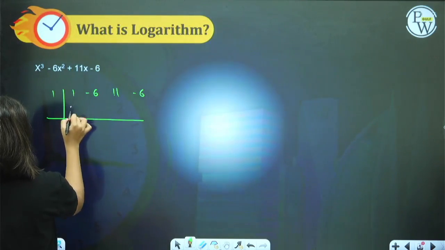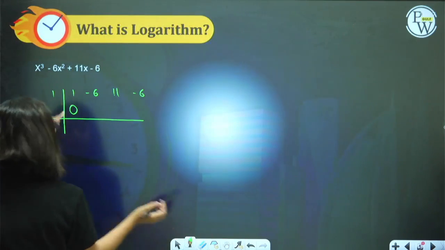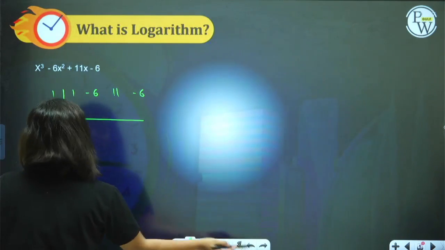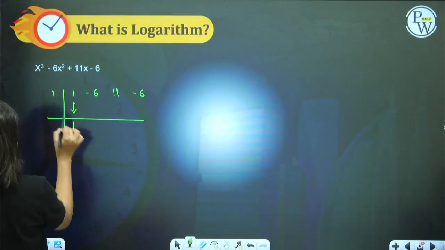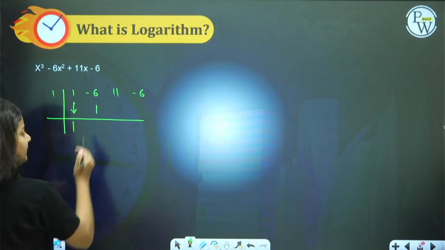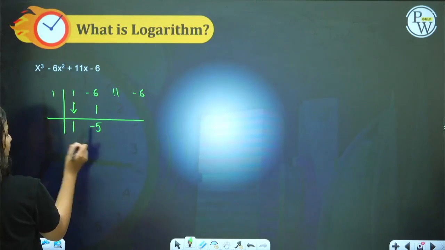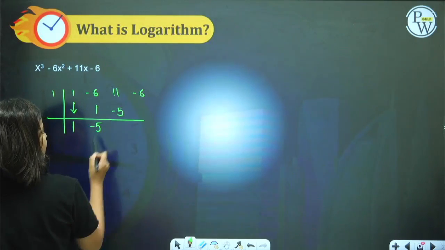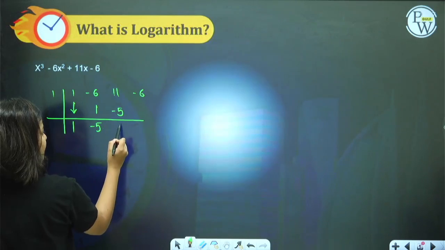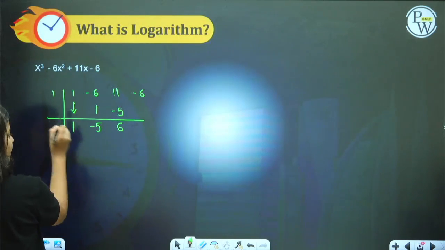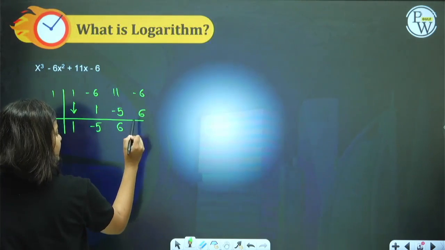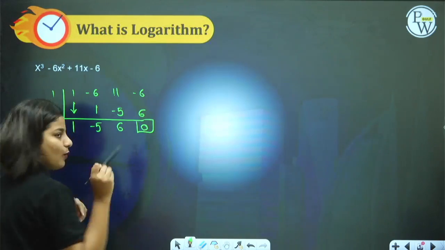This 1, there is nothing over here, which means 1 plus 0. That 1 comes down. Cross 1 into 1, 1. Minus 6 plus 1, minus 5. Cross 1 into minus 5, minus 5. Add 11 minus 5, 6. Cross 1 into 6, 6. Minus 6 plus 6, 0. Bingo! We are getting answers with 1. That may not be the case every time, but yes, now it is.